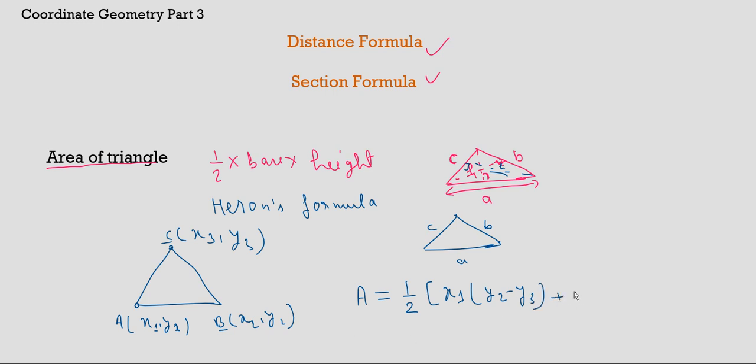Now look at the next, add x2, then put a bracket, again forget about y2 and look at y3 and y1. So y3 minus y1, then put a plus sign, x3, and here y1 minus y2. So this is the formula for calculation of area.